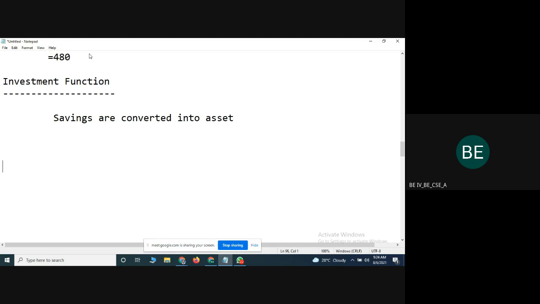Again, the investment function is classified into different categories. Different categories of investment functions are available. The first one is gross and net investment.